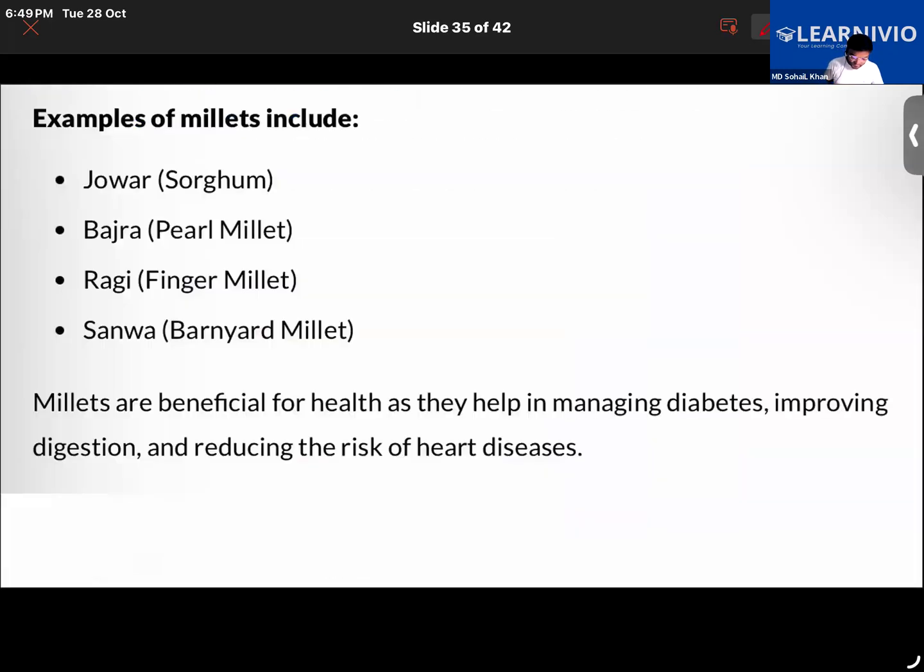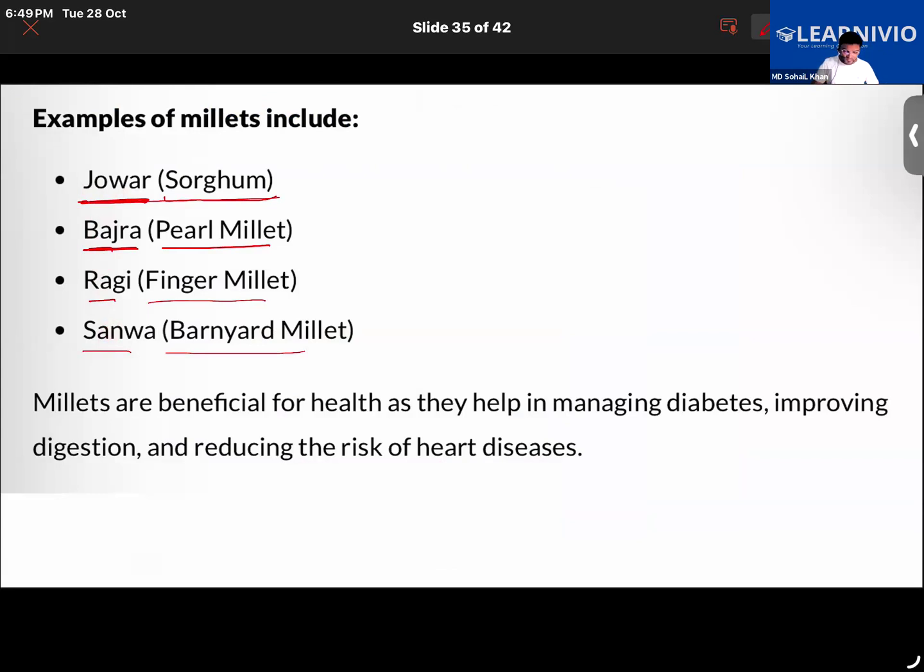Some of the important examples are jawar, also called sorghum. Jawar is the local name; in English, it is called sorghum. Then we have bajra, that is pearl millet. Ragi is the finger millet. Sanva is barnyard millet. These are the local names, the names by which they are known here in India.